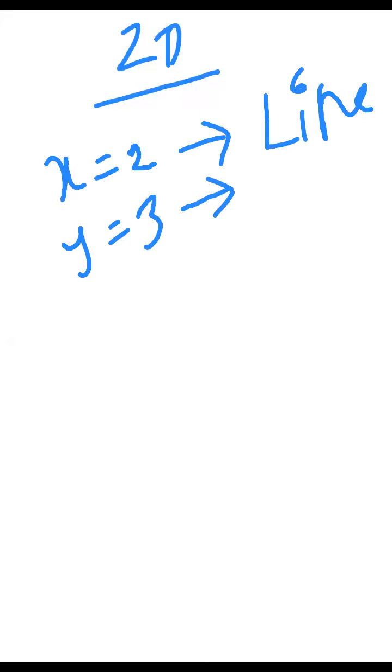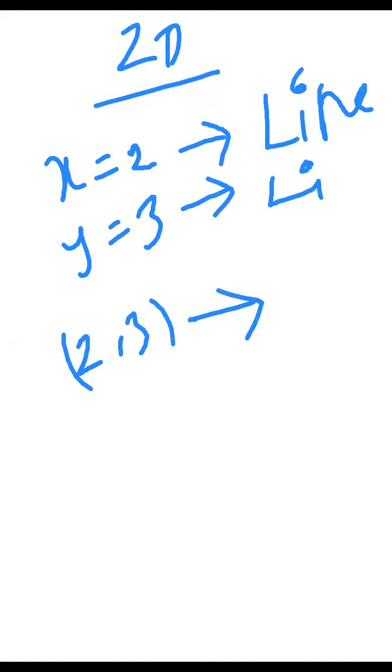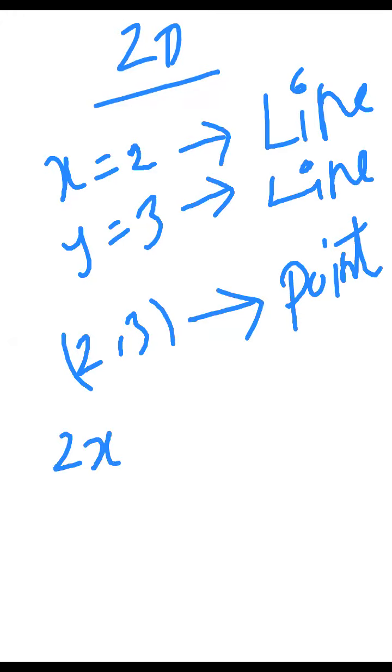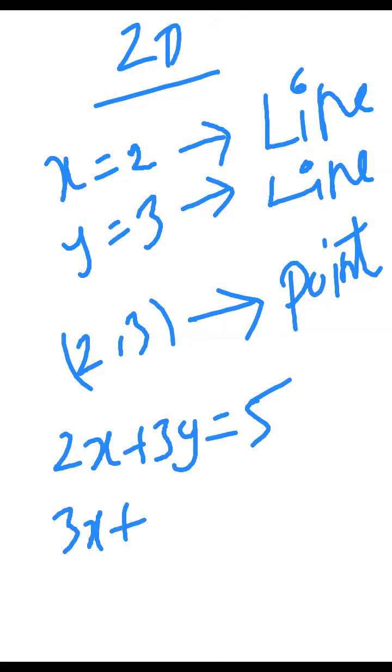Suppose it is x comma y, say 2 comma 3, then the intersection of two lines will give you a point. And there is another way to get the point. Say for example, the equation is like this: 2x plus 3y is equal to 5, and a completely different, independent equation, say 3x plus 2y is equal to 6.